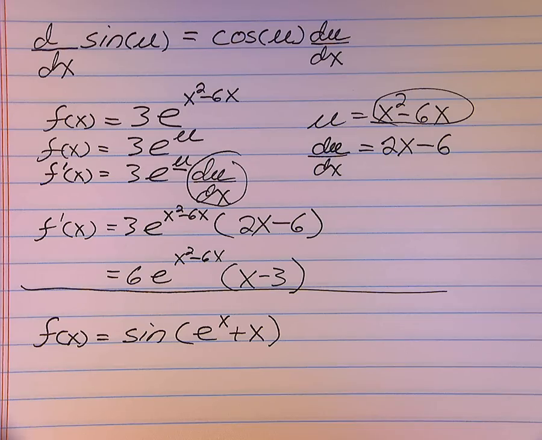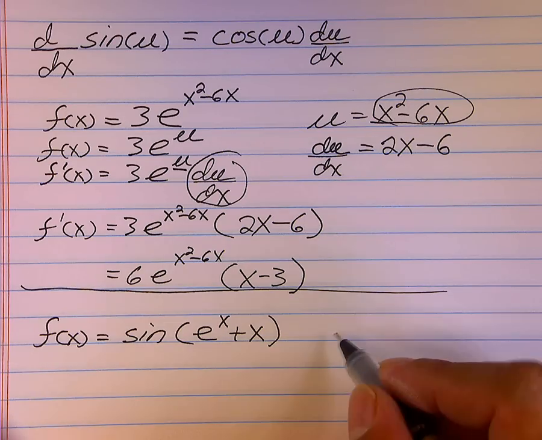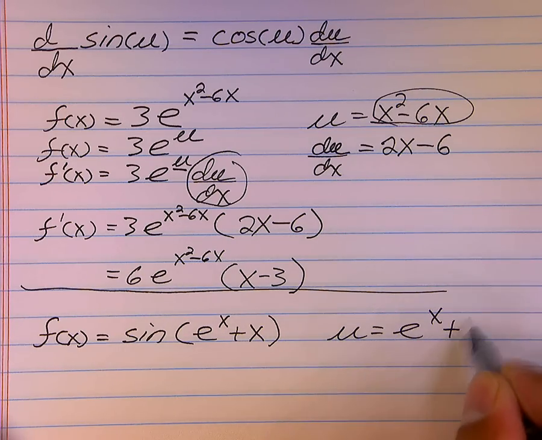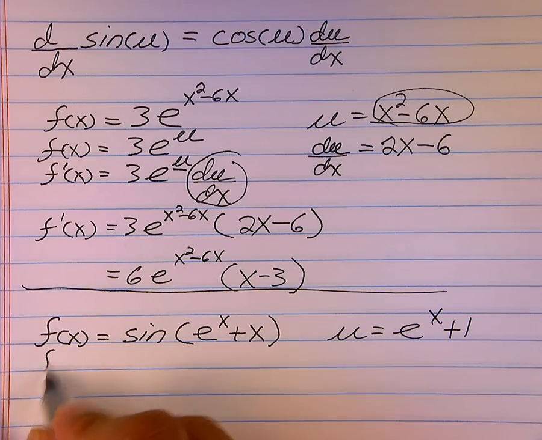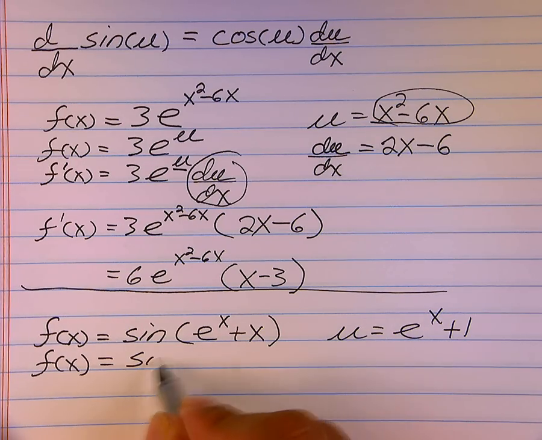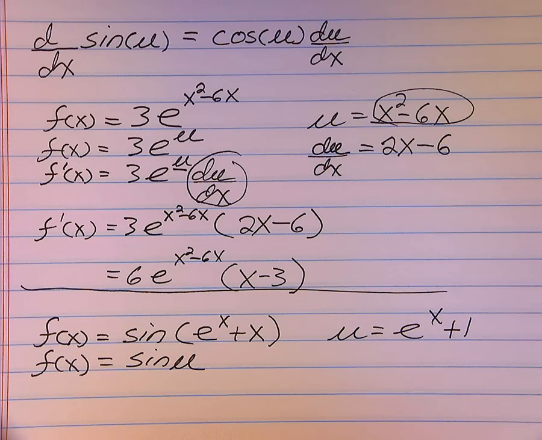So I've got the sine of e to the x plus x. So I'm taking the sine of something a little bit more complicated than a basic input variable. I'm going to get rid of everything inside of there with a u substitution, where I'm going to let u equal e to the x plus x. Now I'm looking at f of x equals the sine of u.